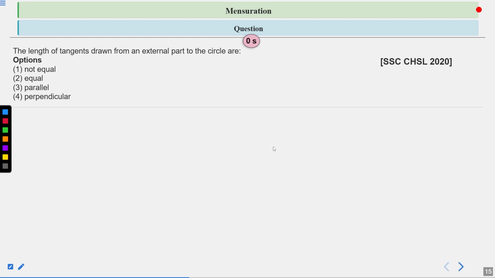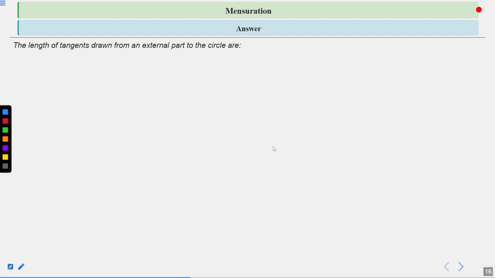Now time's up. Let's see the solution. So this question is a conceptual question. Question says that the length of tangents drawn from an external point of the circle. So the correct answer of this question is second, which is equal. Tangents are equal. Now see the detailed solution.